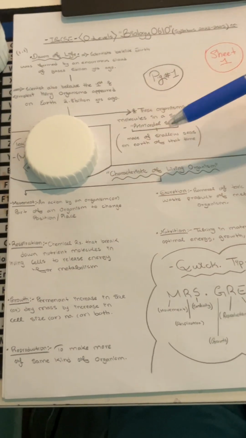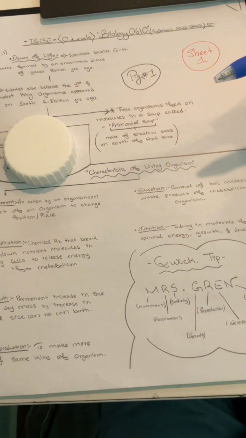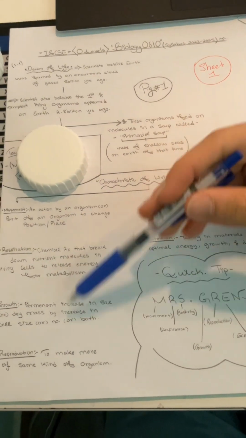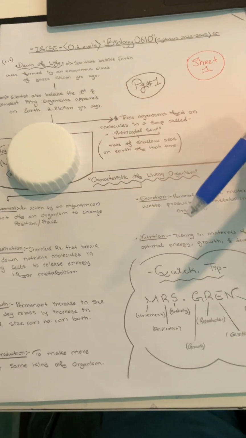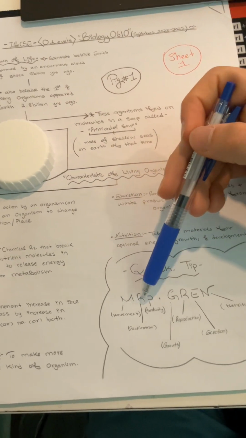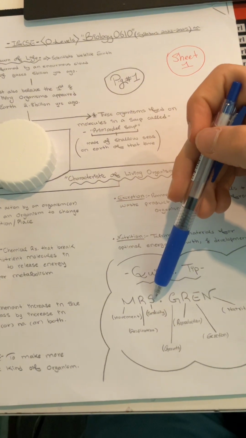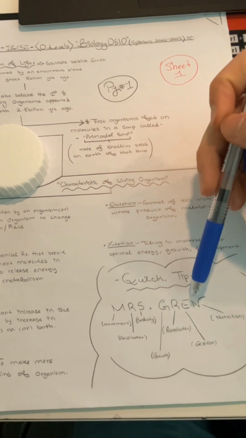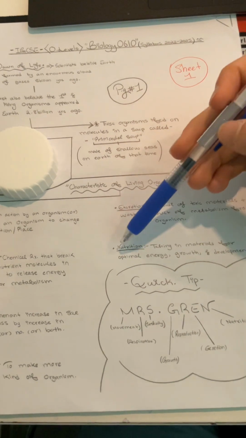Okay, so characteristics of living organisms. How do you memorize these? We have 7 characteristics: Mrs. Gren. M for movement, R for respiration, S for sensitivity, G for growth, R for reproduction, E for excretion, and N for nutrition. Okay?